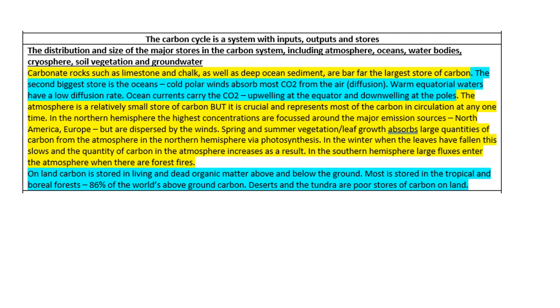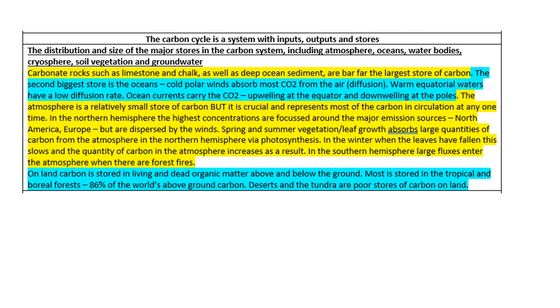The atmosphere is a relatively small store of carbon, but it is crucial, and it represents most of the carbon in circulation at any one time through the process of photosynthesis and respiration in and out of the atmosphere. It varies throughout the year, it varies around the world. The northern hemisphere has the highest concentrations of carbon in the atmosphere around the major emission sources. But they don't just stay over the country that's producing the sources of carbon. The winds obviously blow that carbon all around the world.